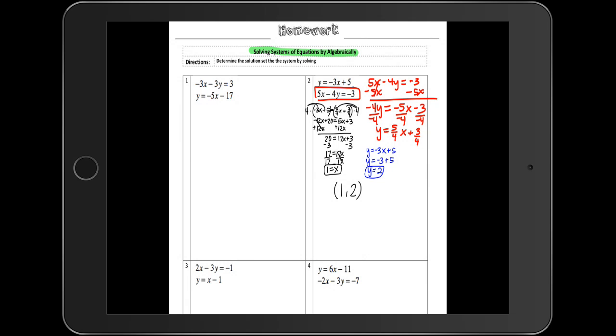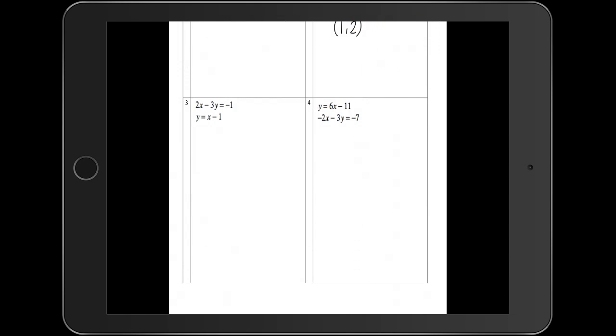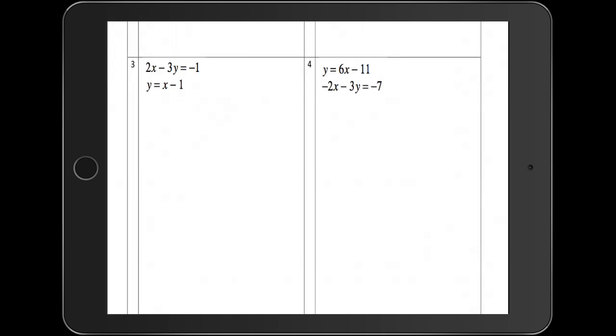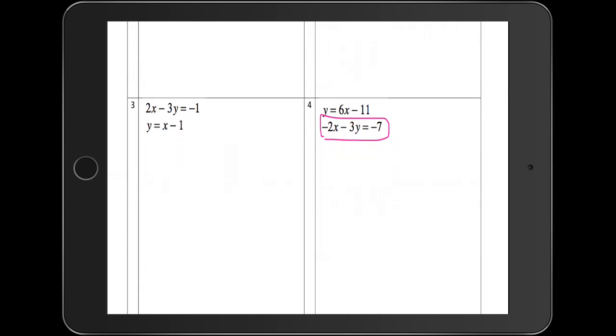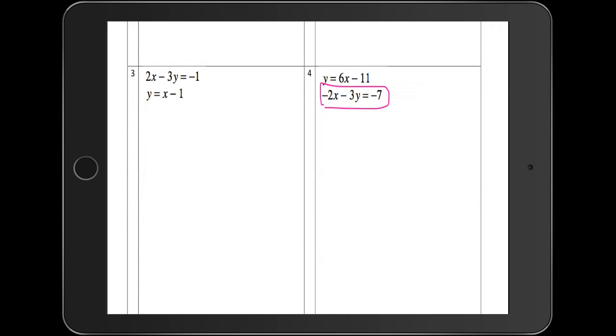Okay, next we're taking a look at problem 4. Again, we have the same issue here, which is that one of the equations, the second one, is not solved for y. So the first thing I need to consider doing is solving this equation for y. So if you feel like you can do that part on your own, go for it. Otherwise, pay attention to me.